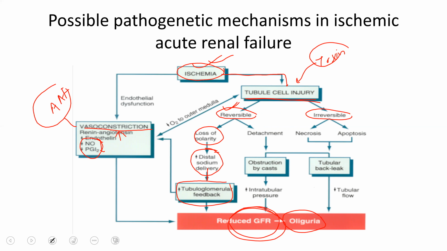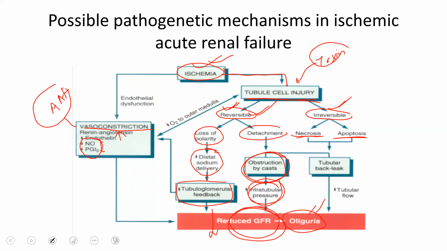Not just that, if there is tubular cell injury, whether reversible or irreversible, and irreversible can happen in the form of necrosis or apoptosis, this can result in detachment of the cells, and that will result in obstruction of the tubule by casts. Whenever there is obstruction of the tubule by casts, that will result in an increase in intratubular pressure, and that will oppose the glomerular filtration rate, and hence that will result in decreased GFR, and that will manifest as oliguria.